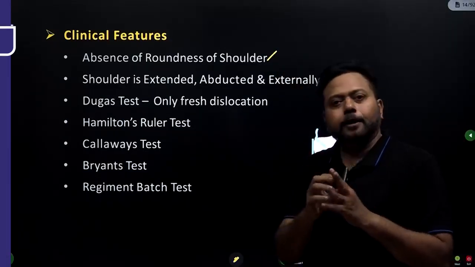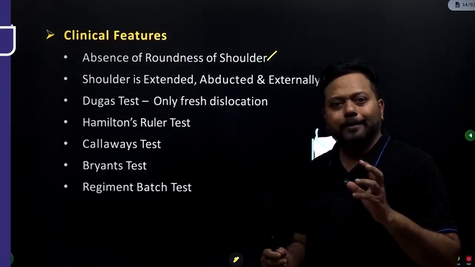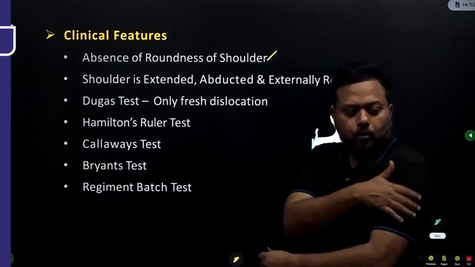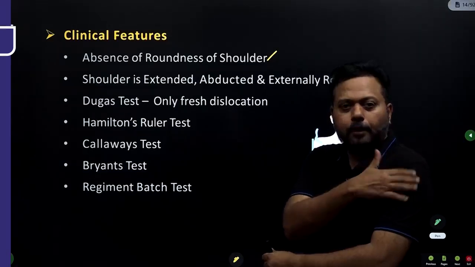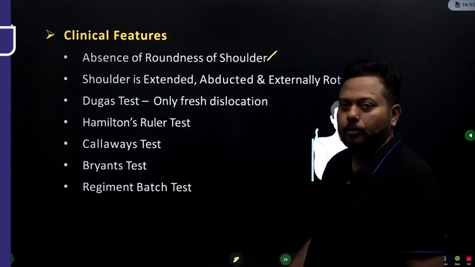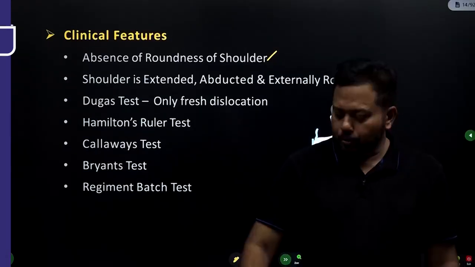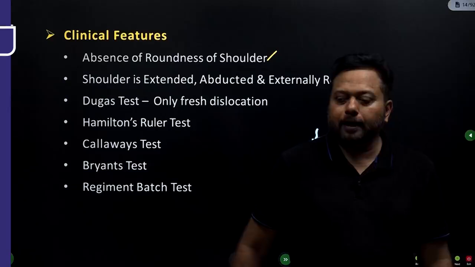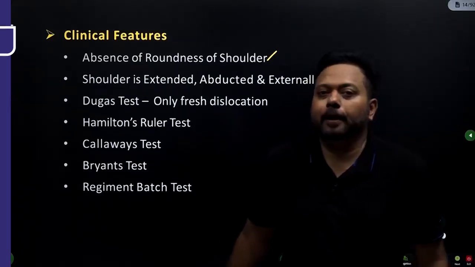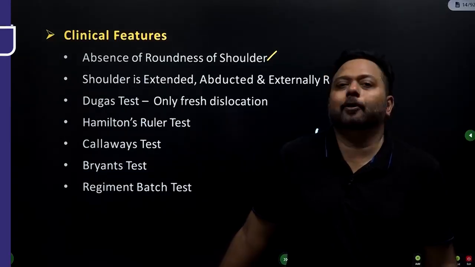because it's a ball and socket type of joint. The socket is your glenoid cavity and the ball is the head of the humerus. It will slip out of the glenoid cavity. So the contour of the deltoid is lost and the deltoid appears flat. Number 2, the attitude: the shoulder is extended, slightly abducted, externally rotated. The patient will come to the OP like this, with the upper limb extended, abducted, externally rotated.